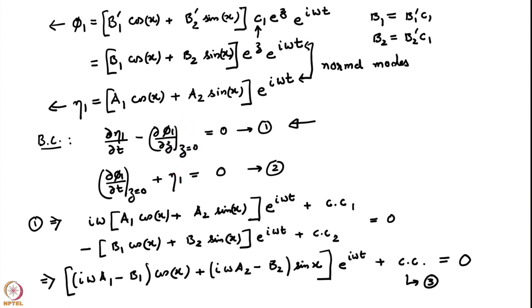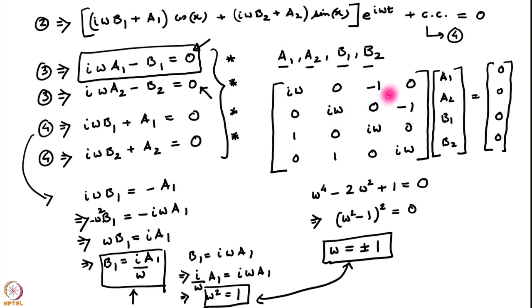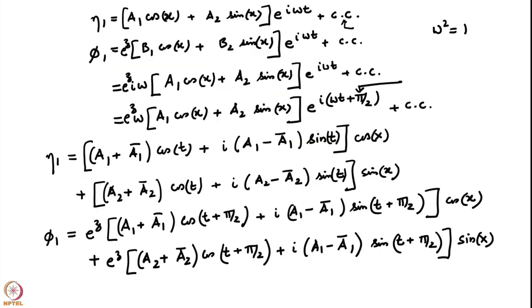Once we imposed the two boundary conditions, we obtained a determinant. For non-trivial values of A1, A2, B1, B2, the determinant of this matrix had to be 0, and that gave us our dispersion relation. In dimensionless variables, omega is equal to plus or minus 1, and we also found that eta 1 and phi 1 have this form. In the process of expressing it in terms of real functions, we combined all the complex constants and wrote it like this. Let us now continue from here.